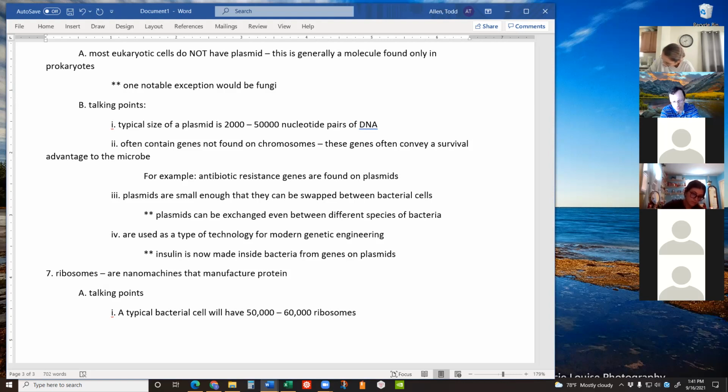That's in contrast to a typical human cell that might have hundreds of thousands of ribosomes, okay? So a typical bacterial cell will have 50 to 60,000 ribosomes. The actual number of ribosomes varies from one moment in the cell's life to another based on the environmental conditions the cell finds itself in and what the cell is trying to accomplish. Is the cell just trying to live, or is it trying to reproduce? That makes a huge difference.